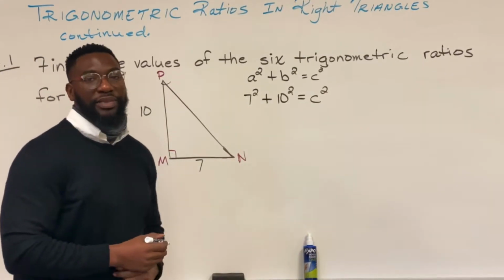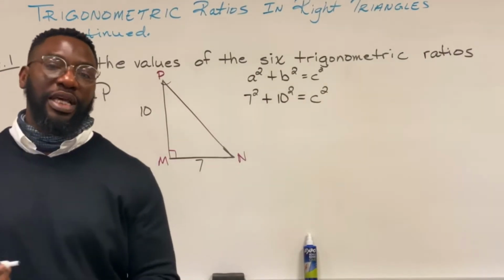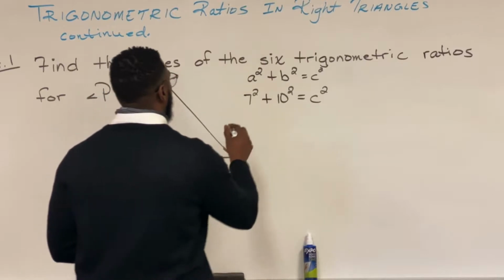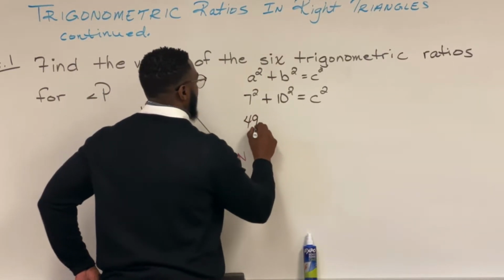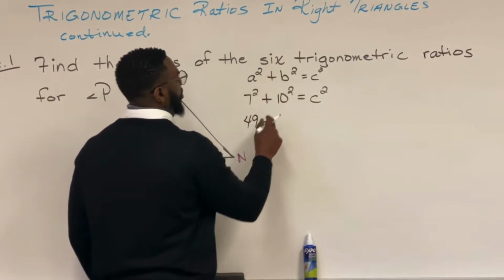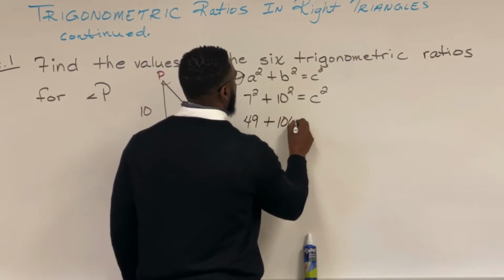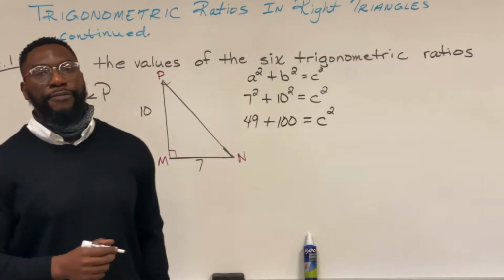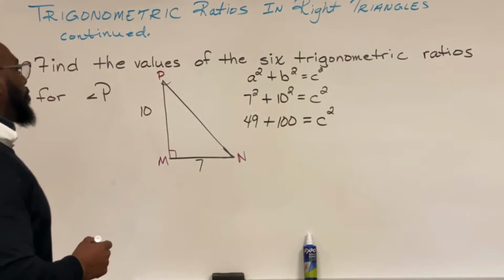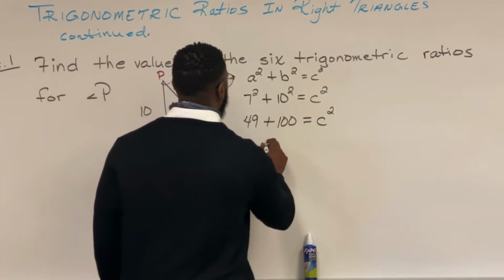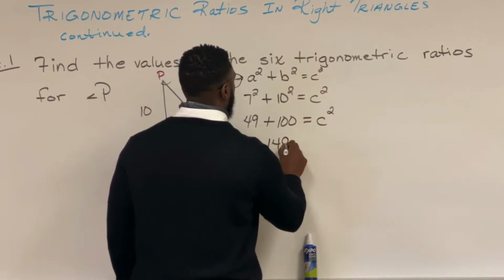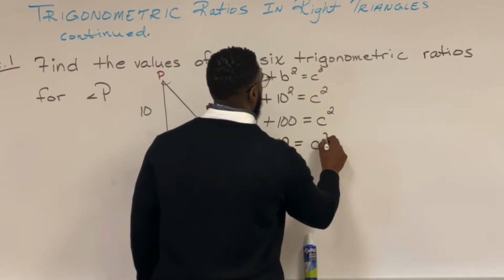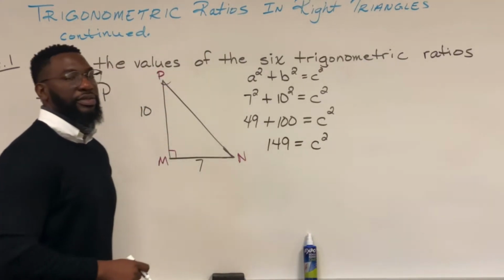Now, 7 times 7 is 7 squared. 7 times 7 is 49. So 49 plus 10 squared, which is 100, equals c squared. 49 plus 100 is 149.